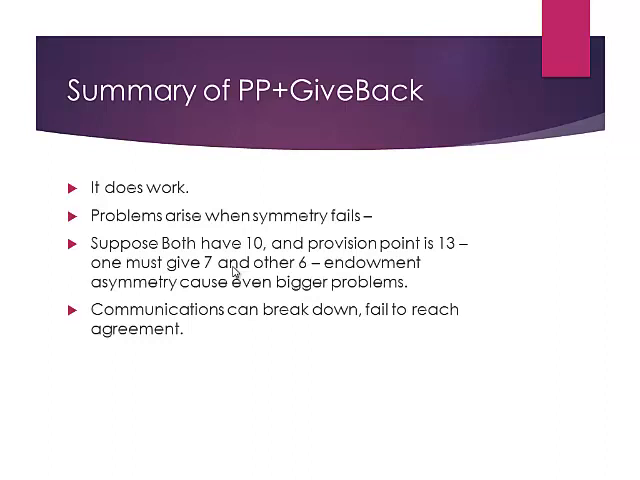So suppose, for example, that both people have 10 and the provision point is 13. That means that you have to have 13 in order to reach it. So one must give 7, the other person must give 6 to reach the minimum. So this can cause problems.